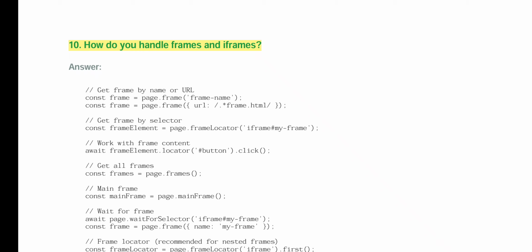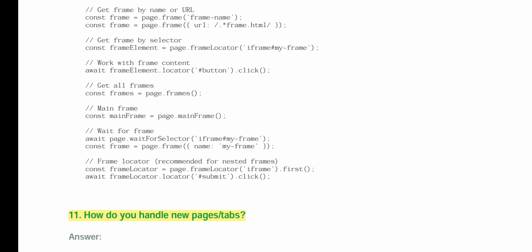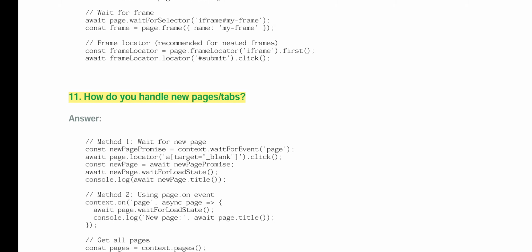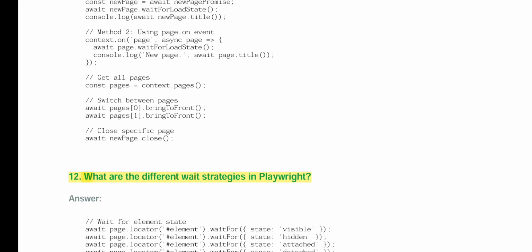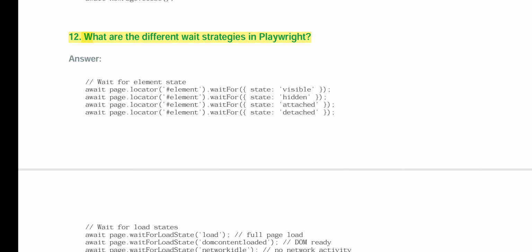How do you handle frames and iframes? How do you handle new pages or tabs? What are the different wait strategies in Playwright?